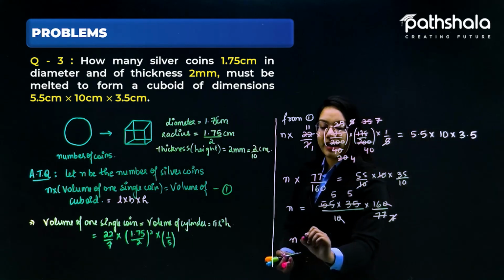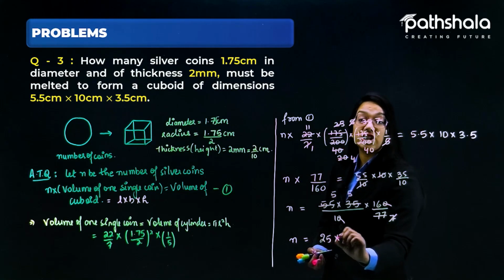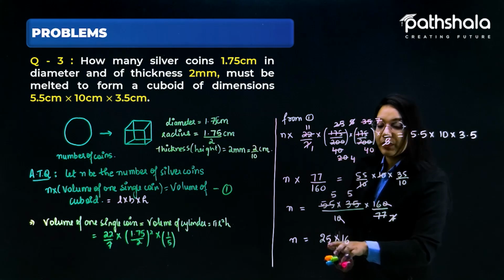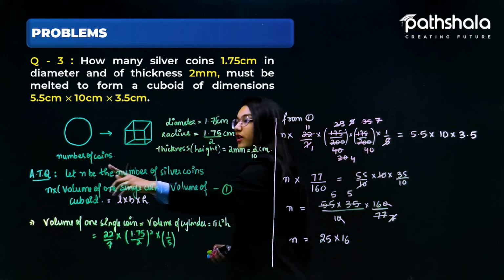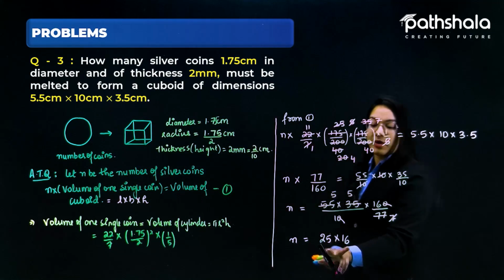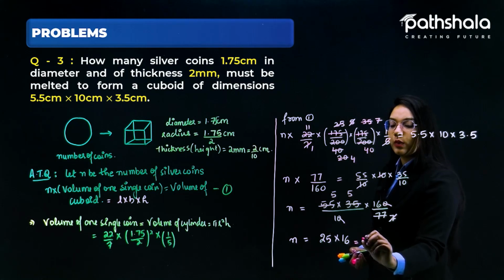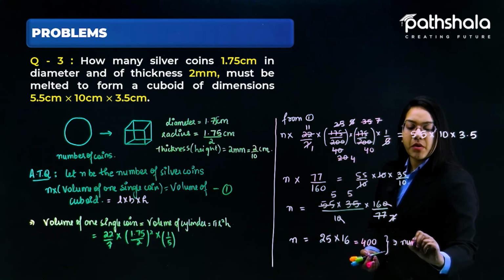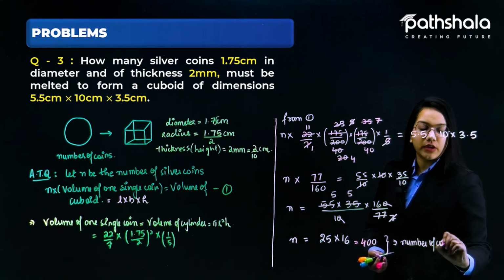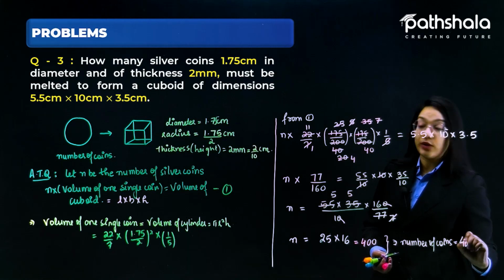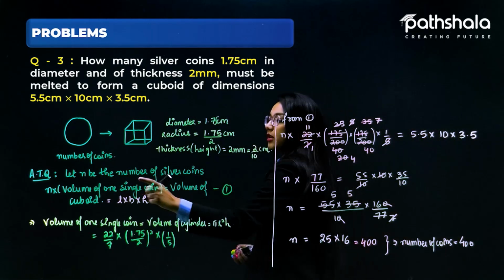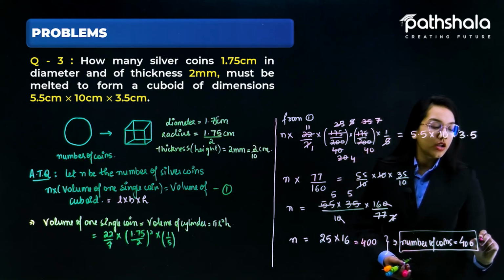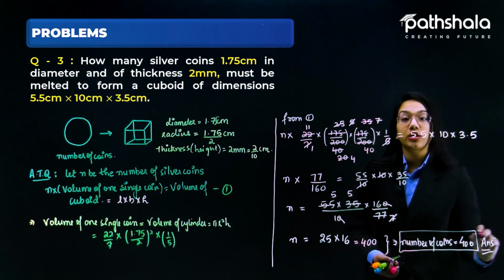So at the end we are getting N as 25 into 16. When we multiply it, as you can see, we just have to find the number of the coins, we get the answer as 400. Hence it implies that the number of the coins is equal to 400, because we have taken N as the number of the silver coins. So the number of the silver coins is 400, which is our answer for this particular question.